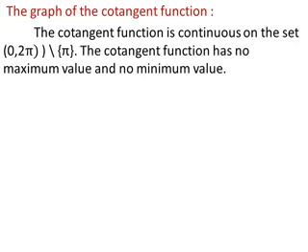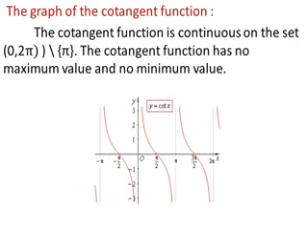The graph of cotangent function. The cotangent function is continuous on the open interval 0, 2 pi difference singleton pi. Since cot pi equal to infinity, we remove pi from open interval 0, 2 pi. In the function y equal to cot x, replace x by some values in the open interval 0, 2 pi and find the corresponding y value. Then trace the curve. You will get the curve y equal to cot x. The cot function has no maximum and no minimum value.